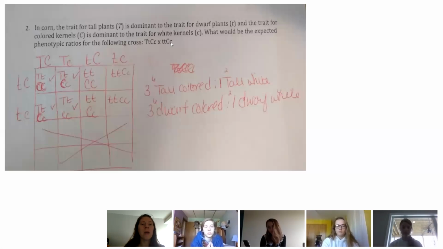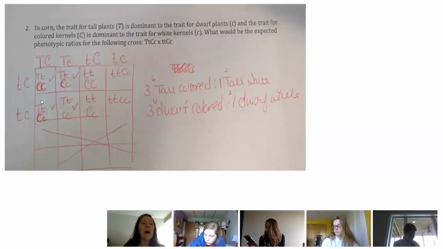In the second parent, because they've got two little t's, they're always going to give a little t. So that's why the outside here for this parent just has little t's. So these outsides are, again, the possible combinations in the sperm or the egg, the gametes. But I could combine them with a big C, or they could get combined with a little c. So those are my combinations.